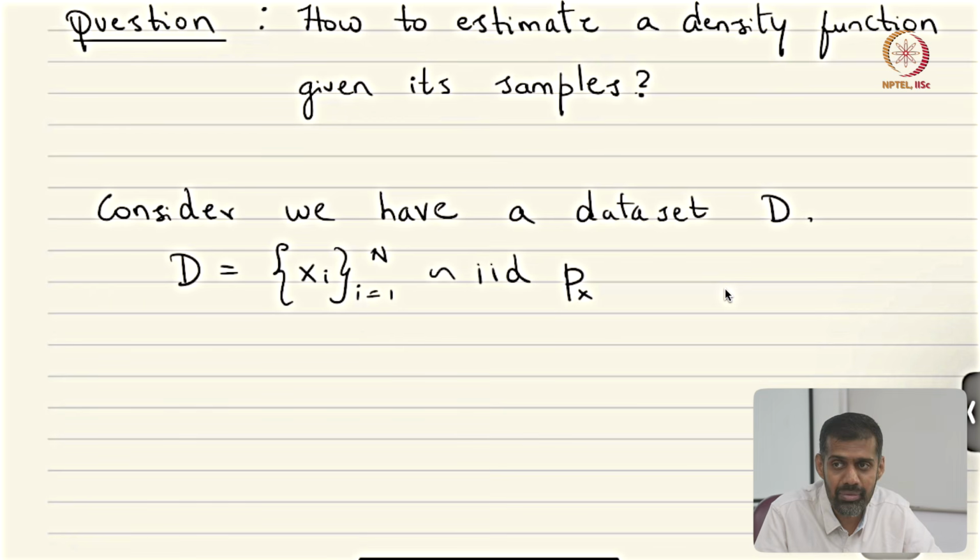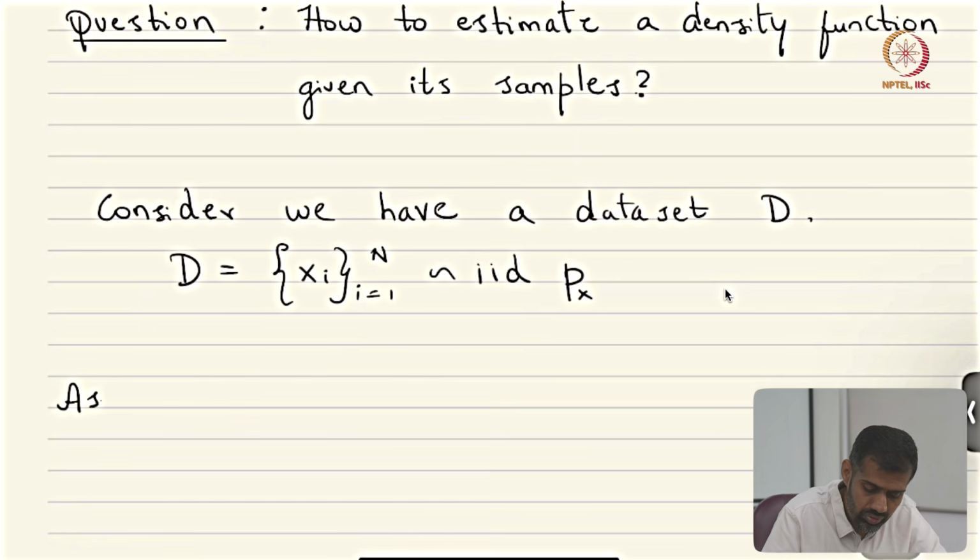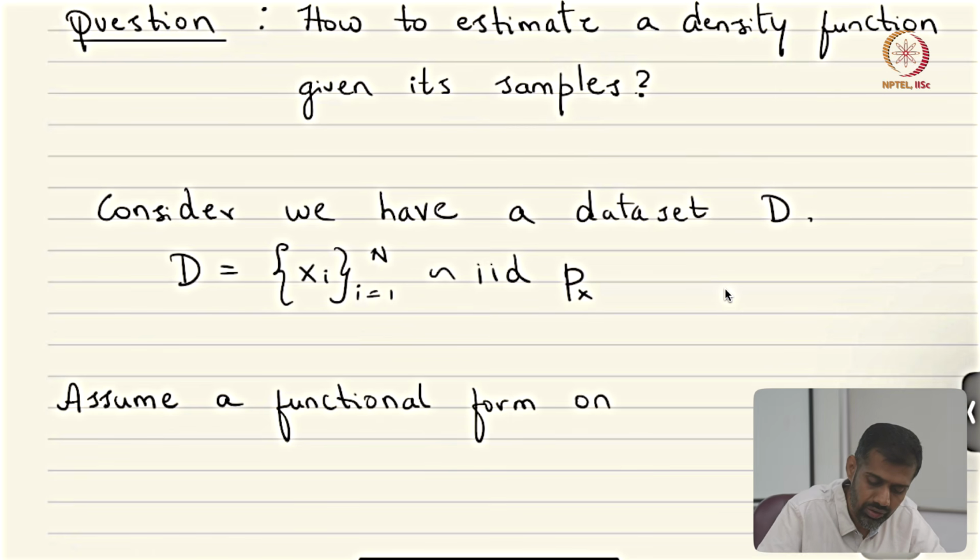Because if you are totally blind, you can't do anything. You have to start with some stick or something, right? Totally blind is completely lost. Now mathematically speaking, the way to do it is to assume a functional form on p(x).